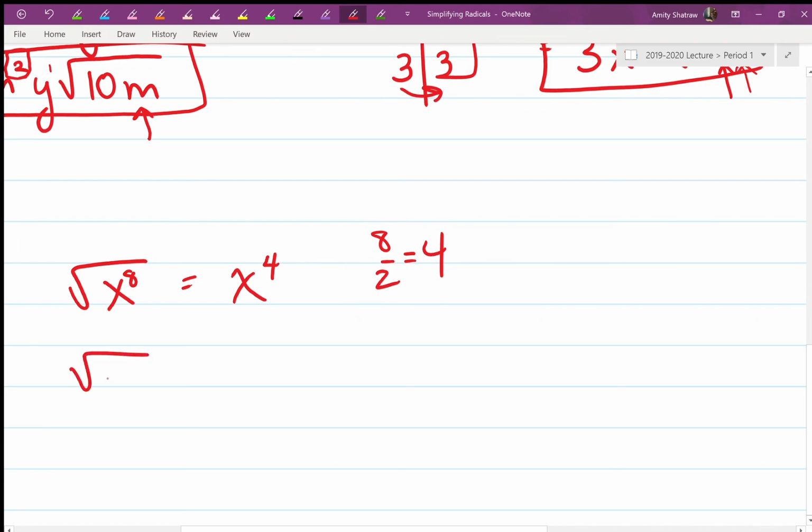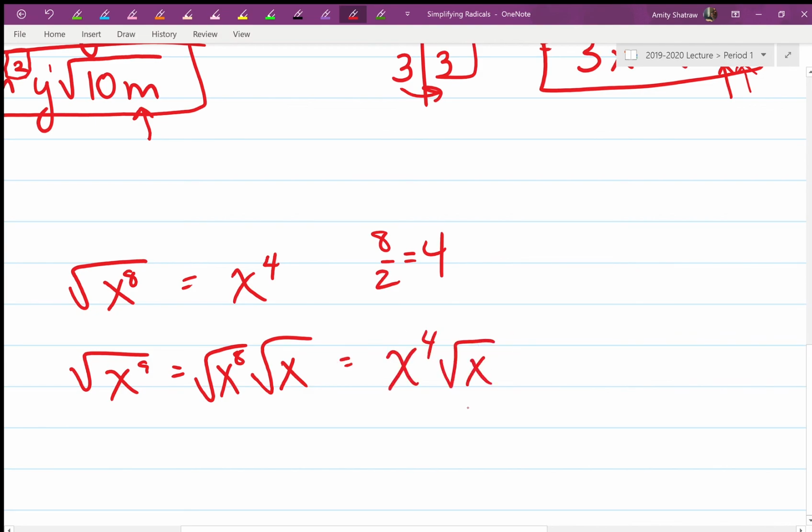What about x to the 9th? Well, x to the 9th, it's odd. So I would think about it more like this. I would say this was x to the 8th times x. And the x to the 8th, well, that's 8 divided by 2 is 4. And the square root of x is still left over. See? Just thought you'd like that.